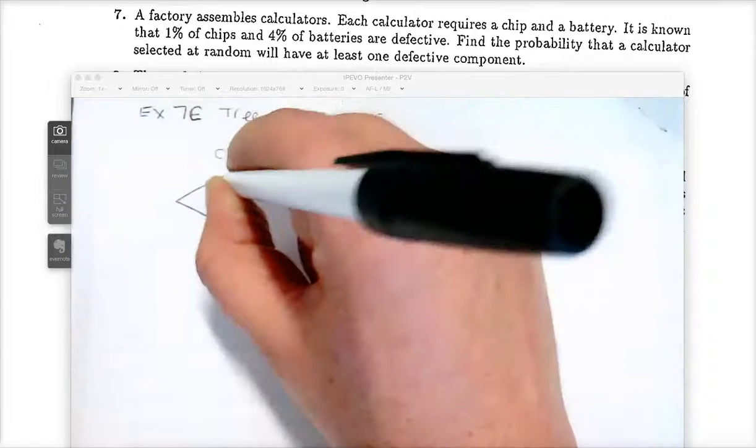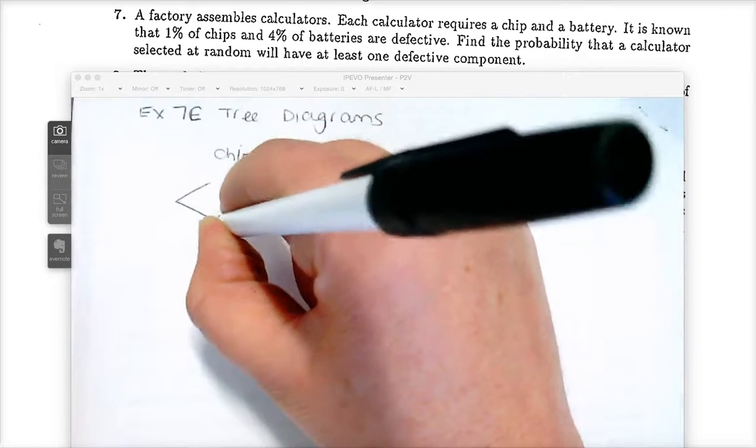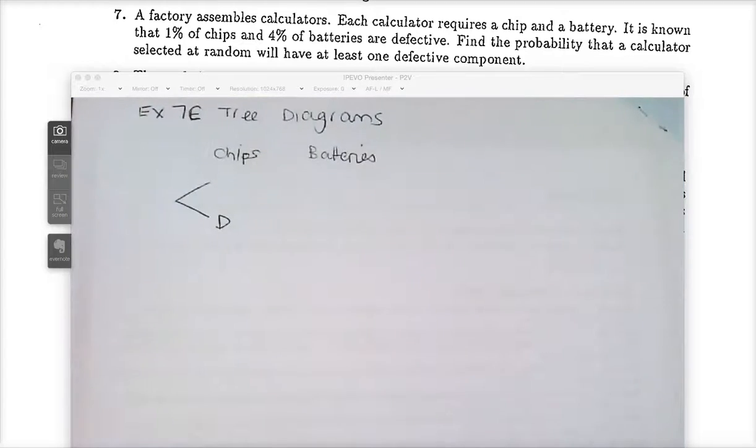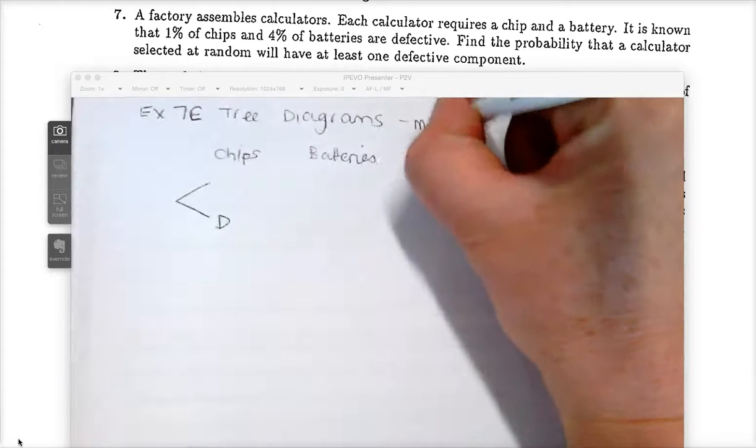Miss, I have a question. How do you know we use tree diagrams here? Because it's a multi-stage event. There are two things that could happen: either the chip is defective or not, and either the battery is defective or not. So that's a multi-stage event. There are two things that need to be considered. Tree diagrams are for multi-stage events.